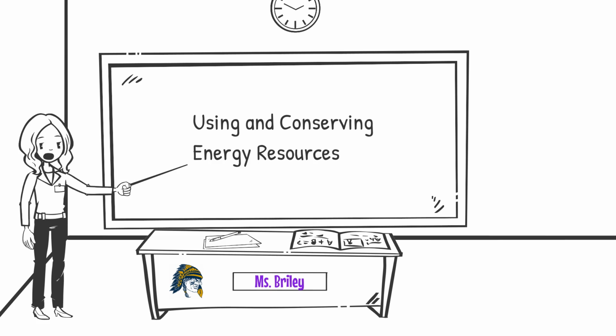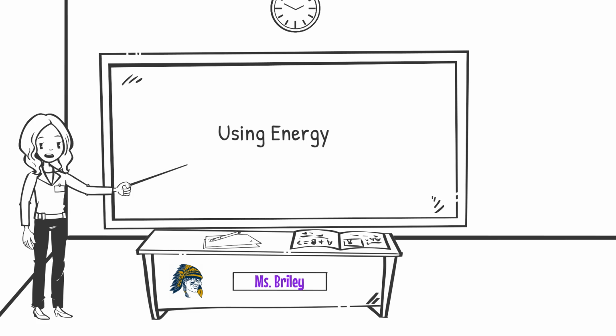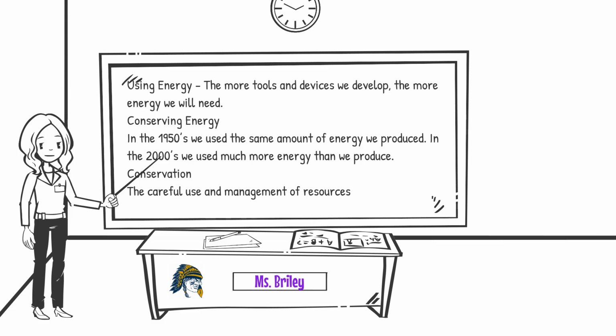Using and conserving energy resources. Non-renewable energy resources are used most worldwide. In the last 50 years, we have doubled the use of fossil fuels to meet the growing world population. These fuels will not last forever. Using energy: the more tools and devices we develop, the more energy we will need.